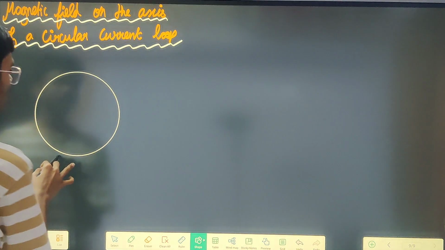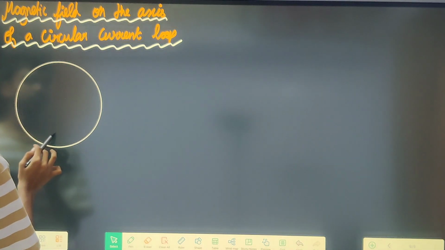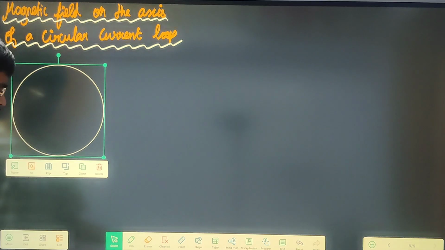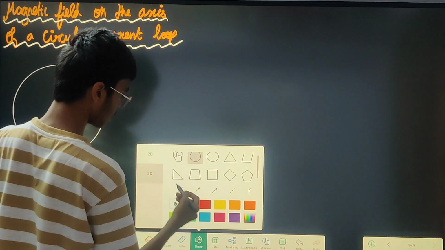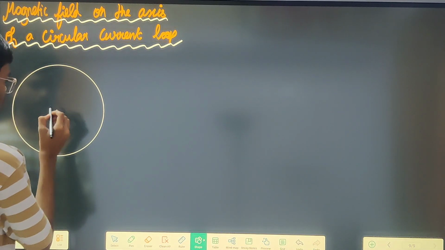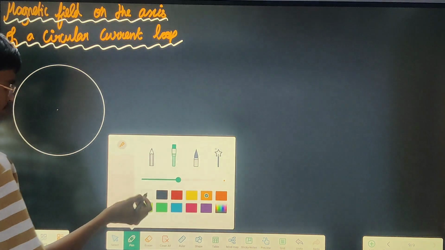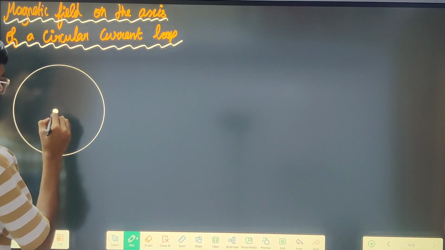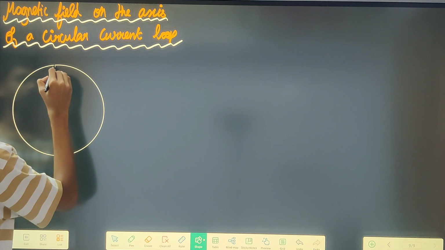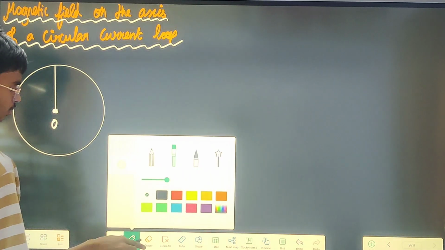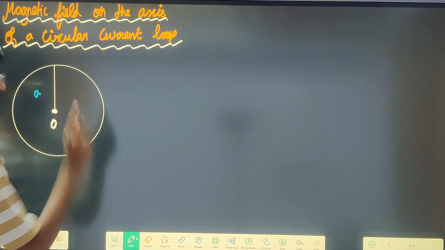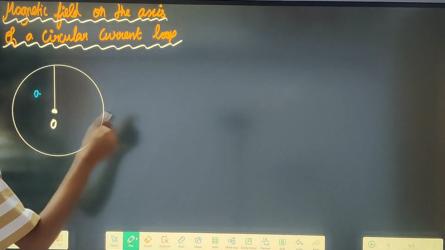Okay, so this is a circle. So it's a circle, and along with the circle, what is there? This is the center point, point O. Let this be the radius, which is going to be A.